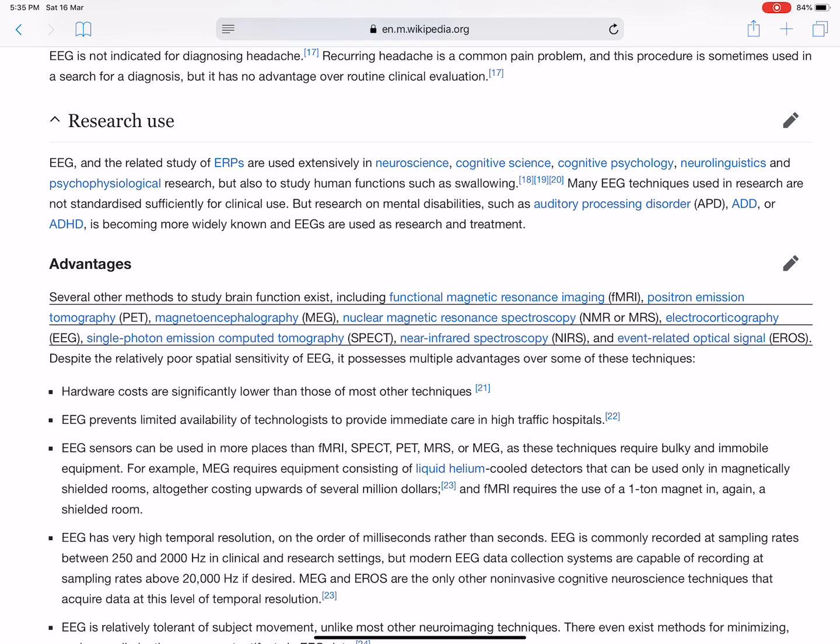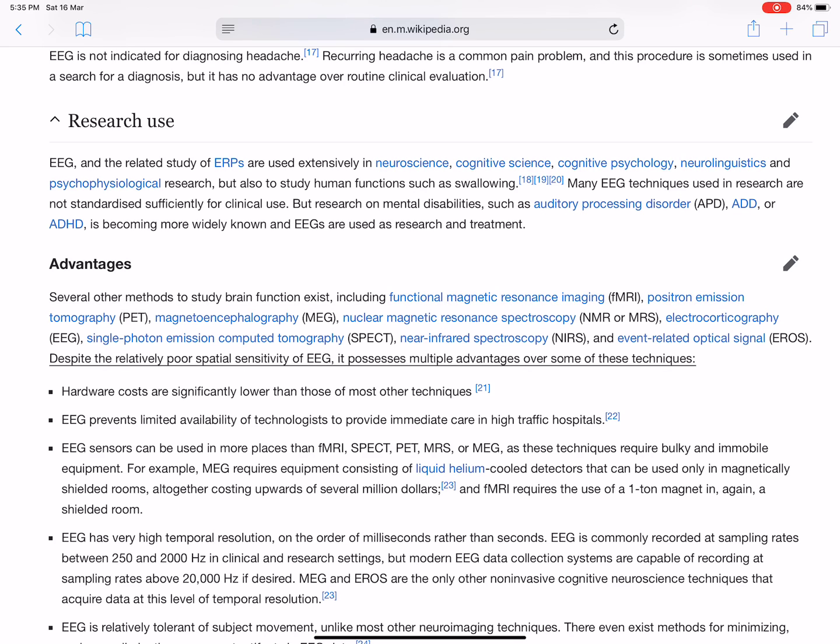Advantages: several other methods to study brain function exist, including functional magnetic resonance imaging, fMRI, positron emission tomography, PET, magnetoencephalography, MEG, nuclear magnetic resonance spectroscopy, NMR or MRS, electrocorticography, EEG, single photon emission computed tomography, SPECT, near-infrared spectroscopy, NIRS, and event-related optical signal (EROS). Despite the relatively poor spatial sensitivity of EEG, it possesses multiple advantages over some of these techniques. Hardware costs are significantly lower than those of most other techniques.